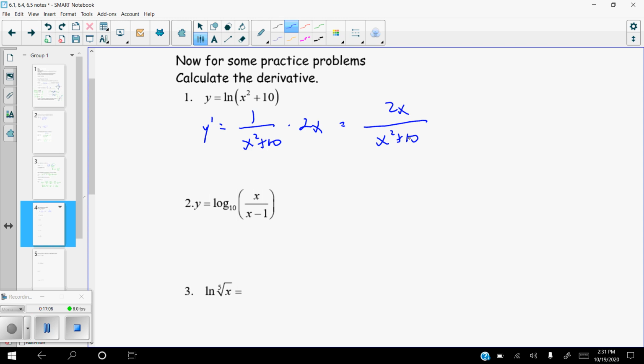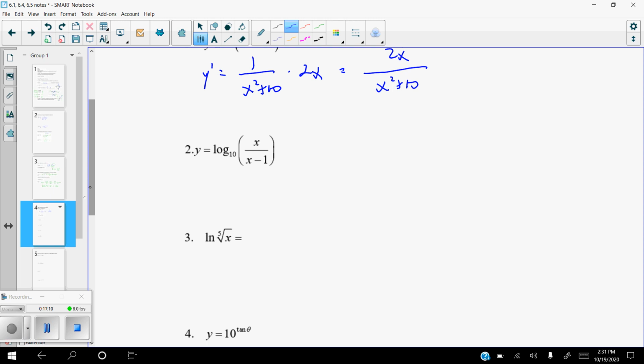Not too difficult there. The next one is a regular log. So once again, you could change these into natural logs or just kind of memorize the property. It's really up to you. I know that it's going to be 1 over x, x being the argument, times 1 over ln of a. The a is 10. So it's 1 over the ln of a times, now I'm just going to do the derivative of x over x minus 1, just like it was a natural log of that.